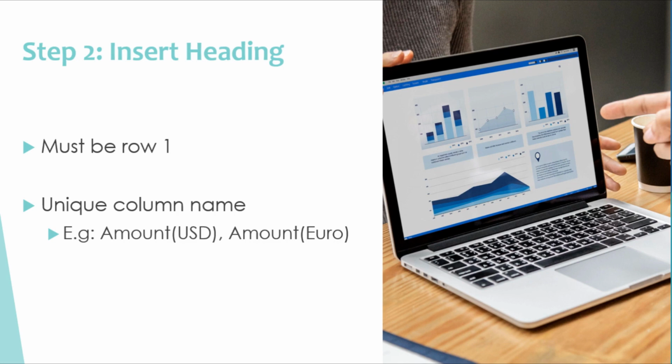If you have two different columns for amount, the first one is, let's say, for USD and the second one is for a euro amount, you must put it in brackets to identify what each column is for. The column name cannot be a duplicate, or it must be a unique one. There's only one of that column name in the file.